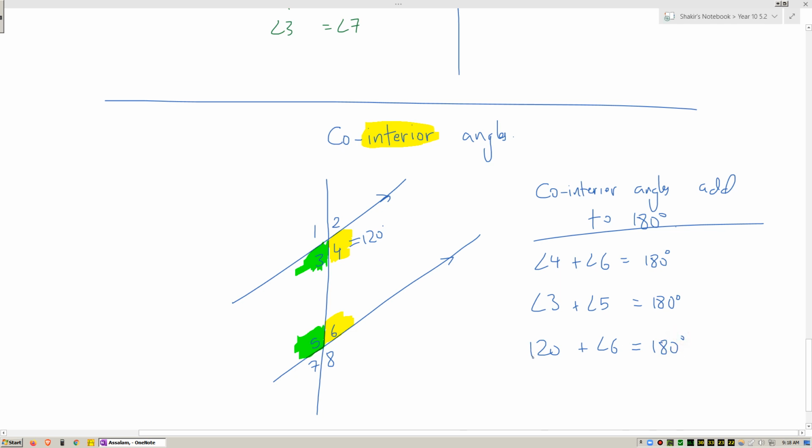Now I can subtract 120 from each side, and angle 6 we can deduce must be 60 degrees. Angle 6 would have to be 60 degrees because both of these, 4 and 6, have to add to 180. And if that's 120, then that must be 60 in order to add to 180. So those are cointerior angles.